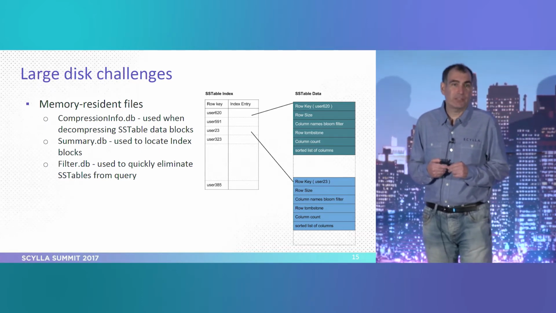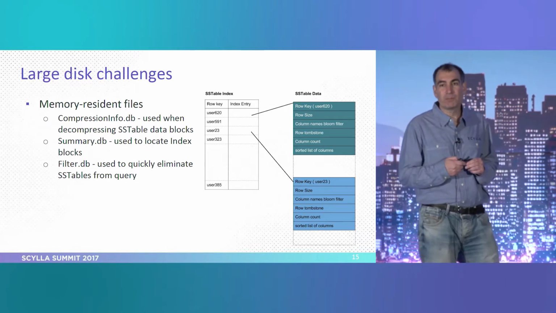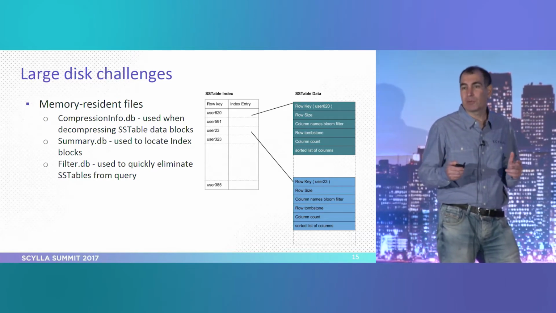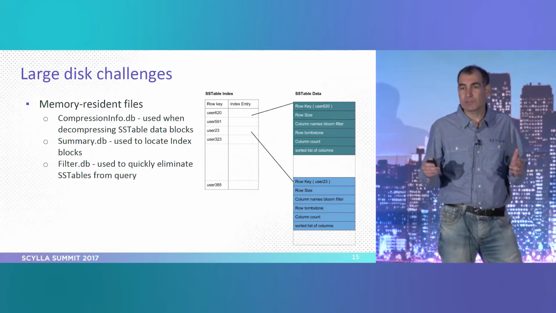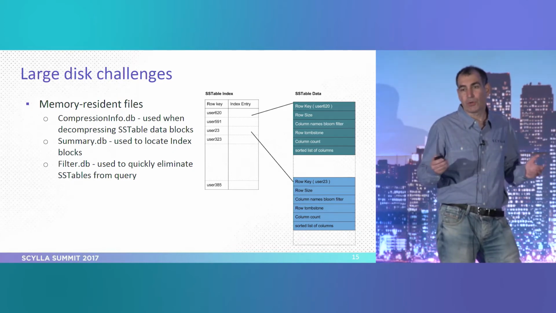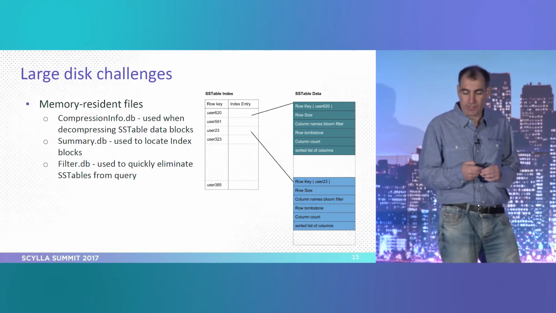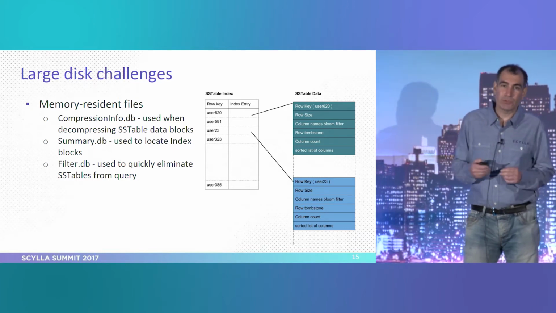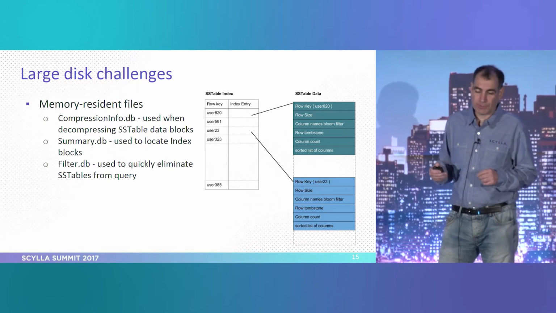And filter.db holds a Bloom filter that is used to quickly figure out whether an SS table holds a particular partition or perhaps it does not, and then we don't even need to read the index and read the data. So that's used to increase throughput and reduce latency.